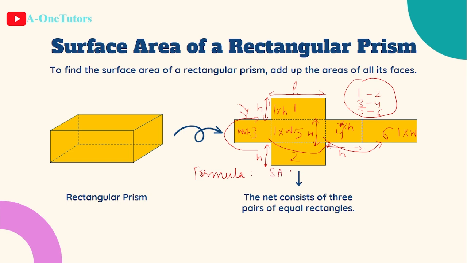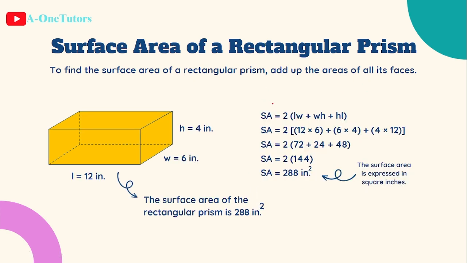Surface area SA is equal to 2 times (length times width plus width times height plus length times height). That will be my surface area of the rectangular prism, which is in cuboidal shape. Further on, I'll tell you about the exceptional case for solving the surface area of a rectangular prism. Let's augment our understanding by solving this question.